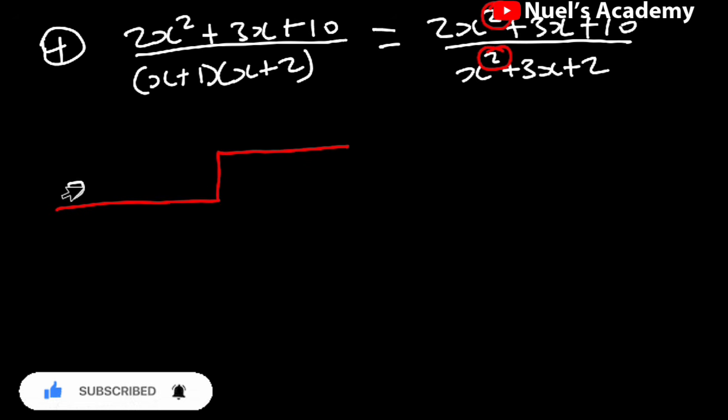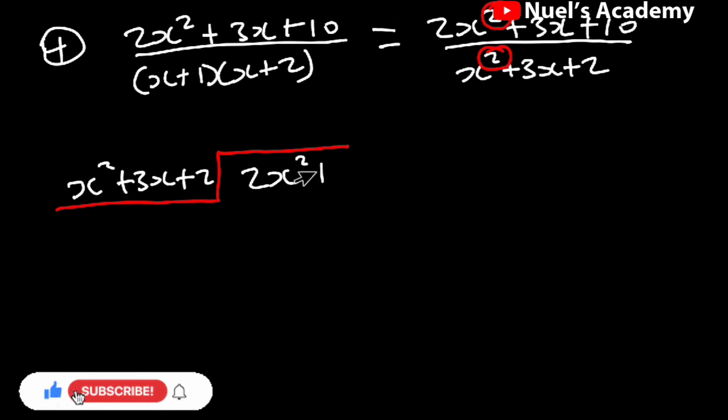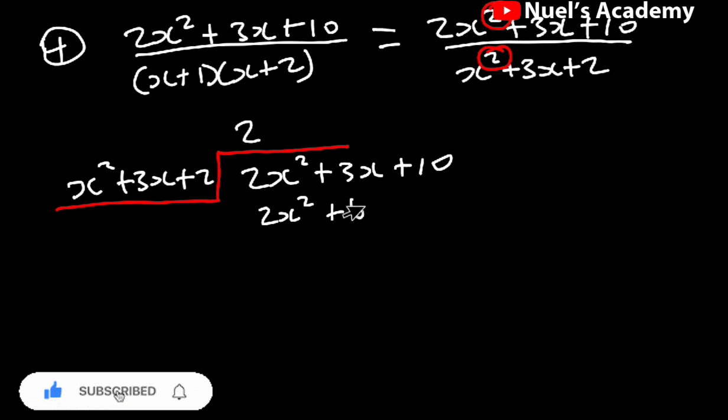So we have x squared plus 3x plus 2. Then here we have 2x squared plus 3x plus 10. Now 2x squared divided by x squared is equal to 2. 2 times x squared is 2x squared. Then 2 times plus 3x is plus 6x. 2 times plus 2 is equal to 4.